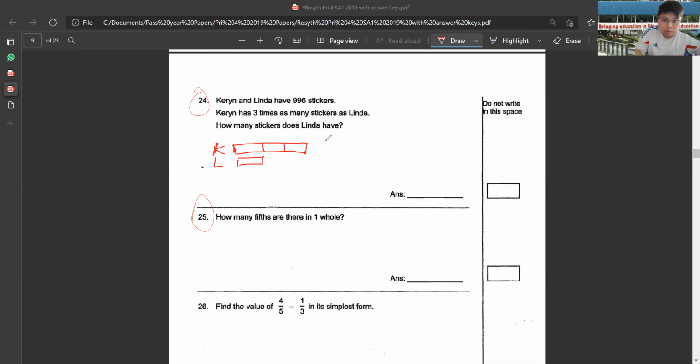I divide by 2 because got 2 people. In this case, you should divide by 3. You should divide by how many? 4. Divide by 4. You know why? From the model, you can tell there are 4 units. You divide by 4.